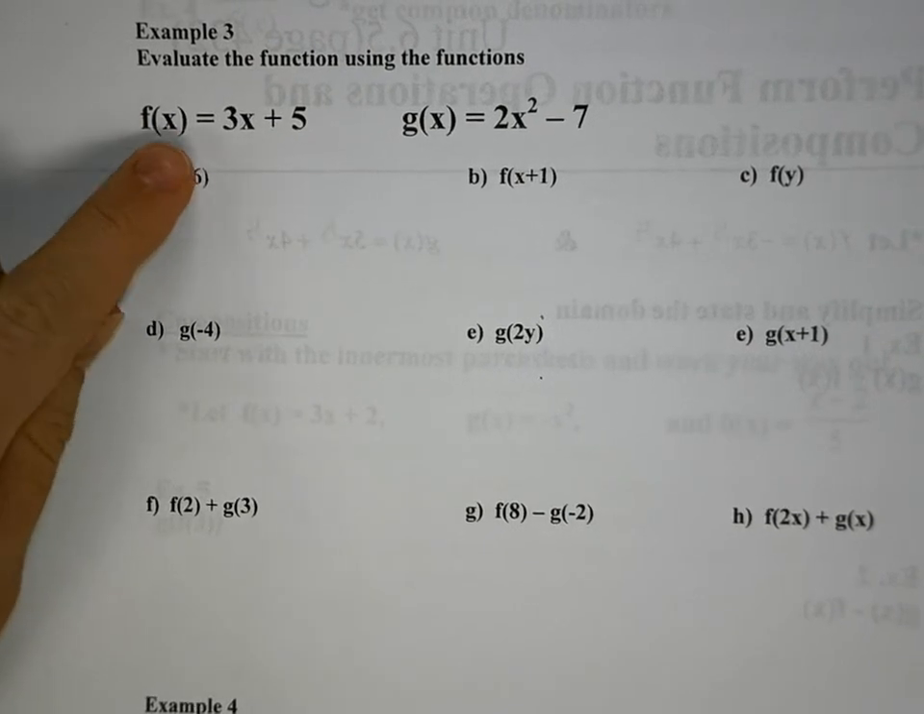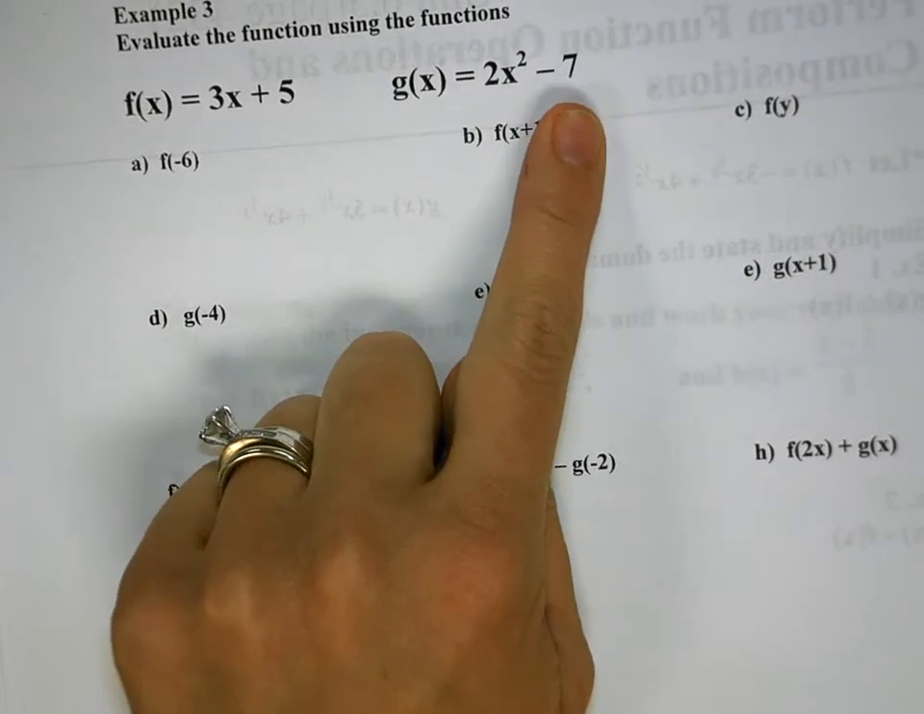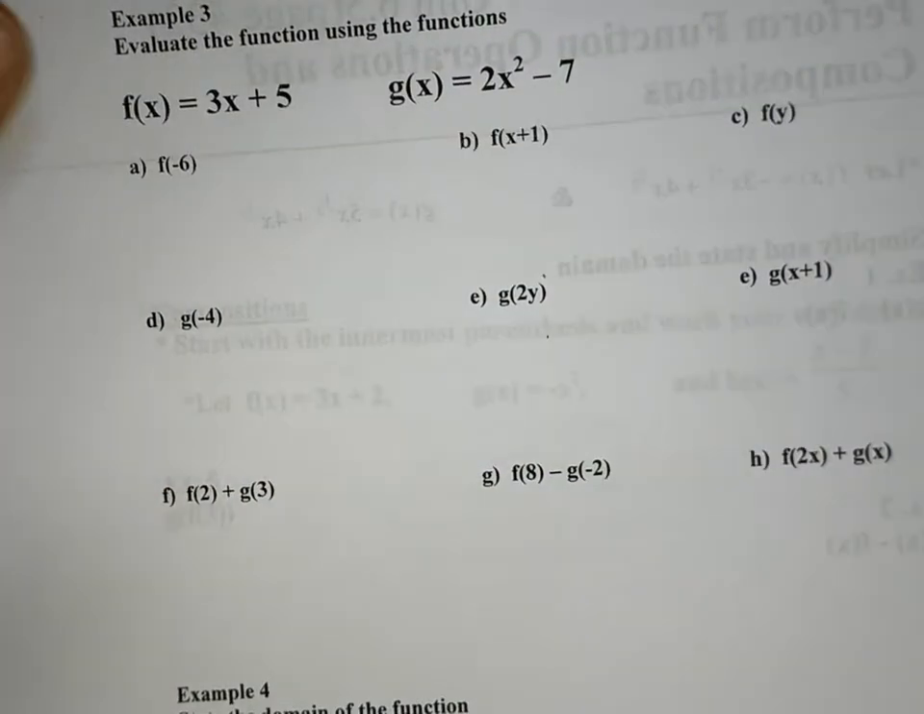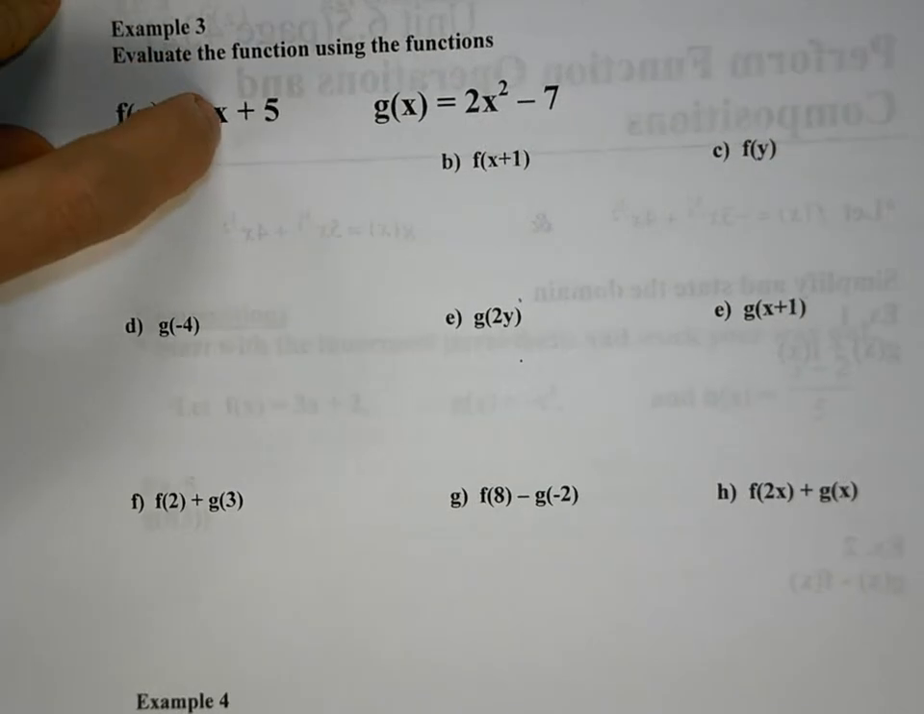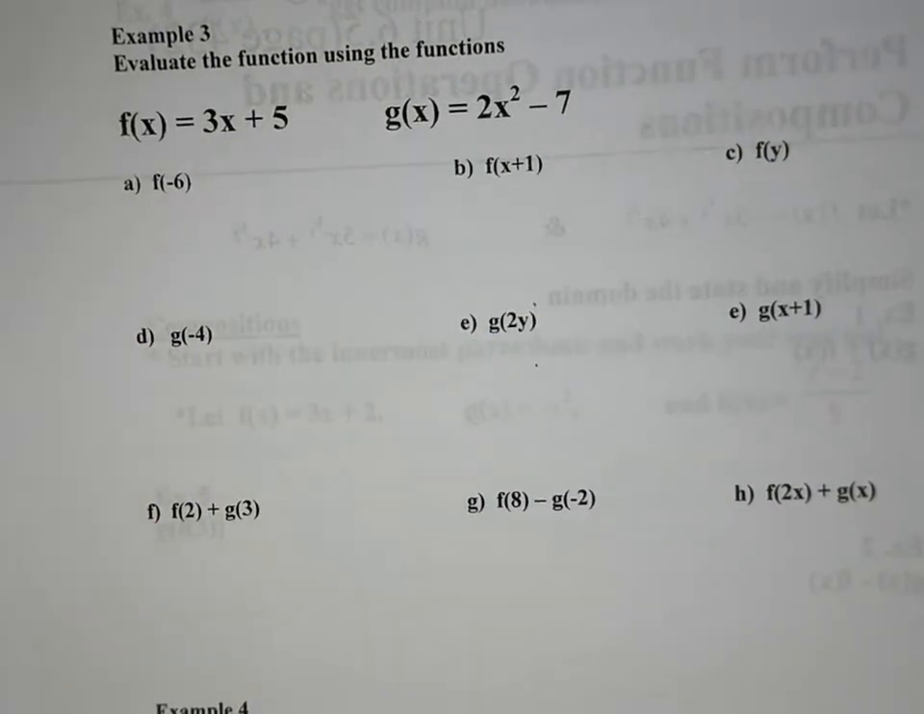The f of x is telling you this is your f of x function. G is telling you your g equation. When you're plugging in negative 6, all you're doing is plugging in negative 6 for x into the right side of the equation. All we're doing is substituting in and simplifying as much as you can.